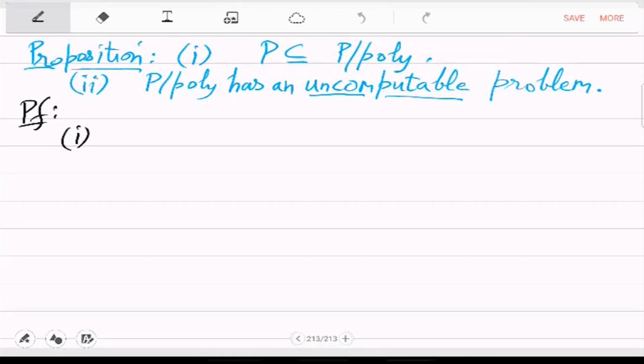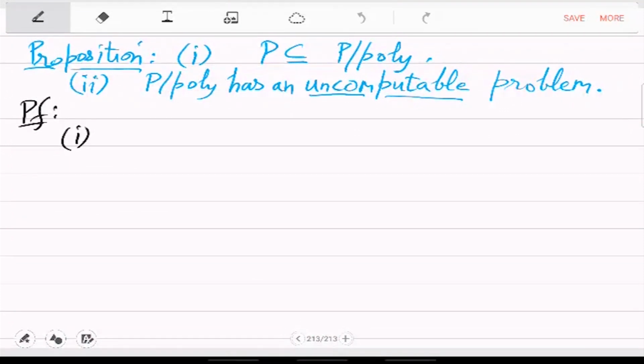And then by collecting polysize circuit families, we get this P/poly complexity class, which is the analog of polynomial time, but now it is for Boolean circuits instead of Turing machines. And we were proving that P is contained in P/poly.